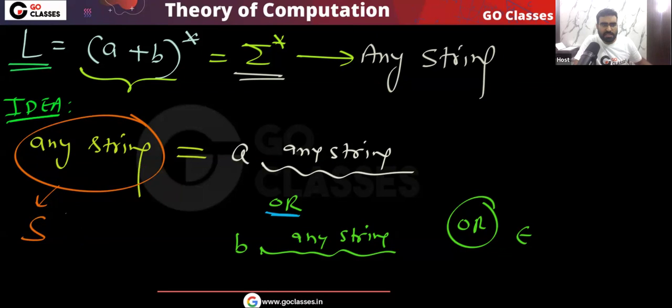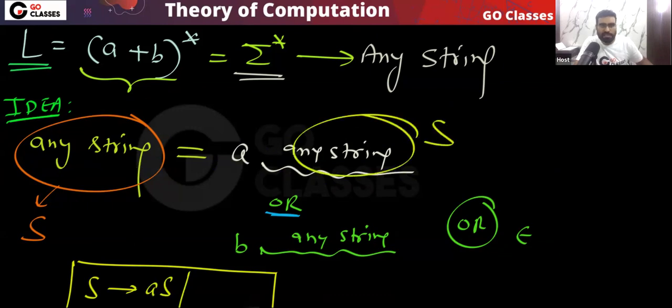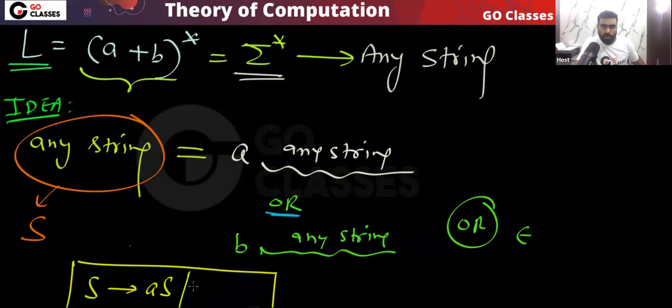Okay, so now you can easily see what the grammar will be. Now you can easily see the grammar will be that S, any string, is equal to a followed by any string. But remember, any string is represented by S. Yes or no? So you can see this any string I can replace with S. So finally I can say S goes to aS, or bS, or epsilon. Okay, is this clear? So you can see this is the grammar.